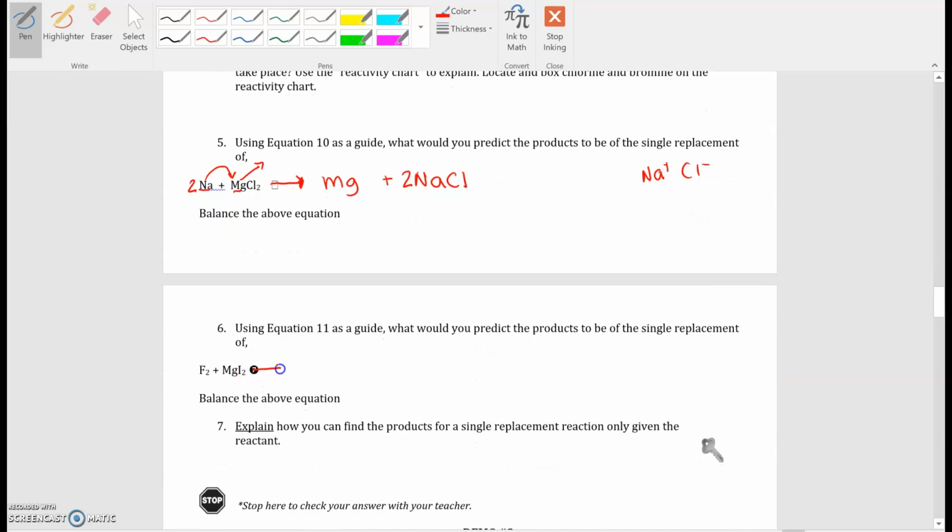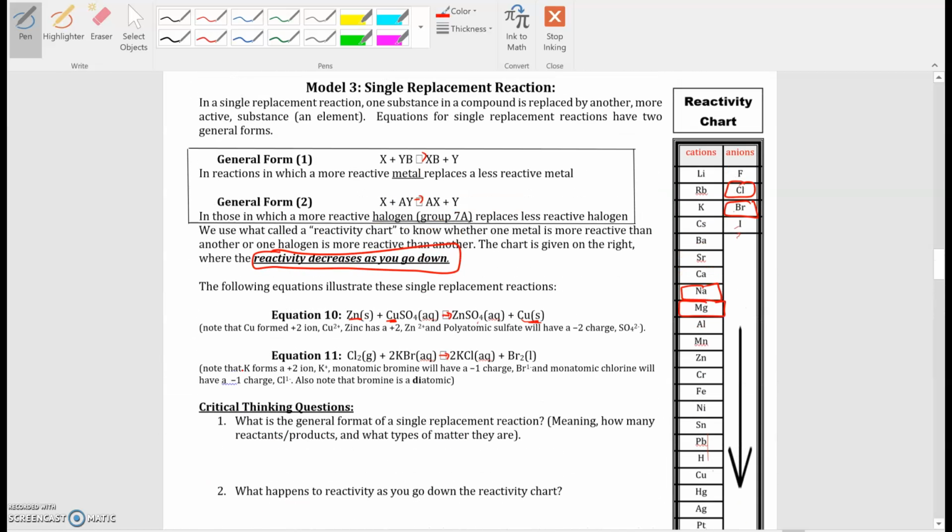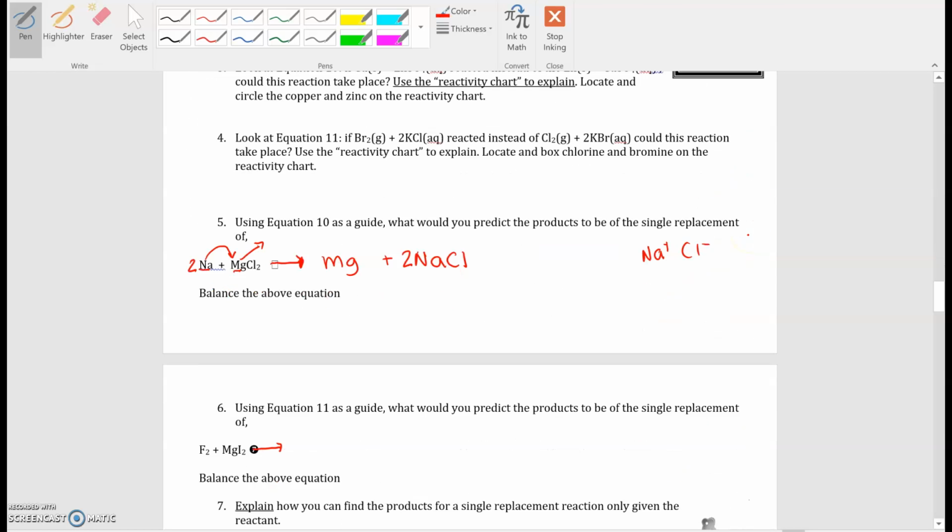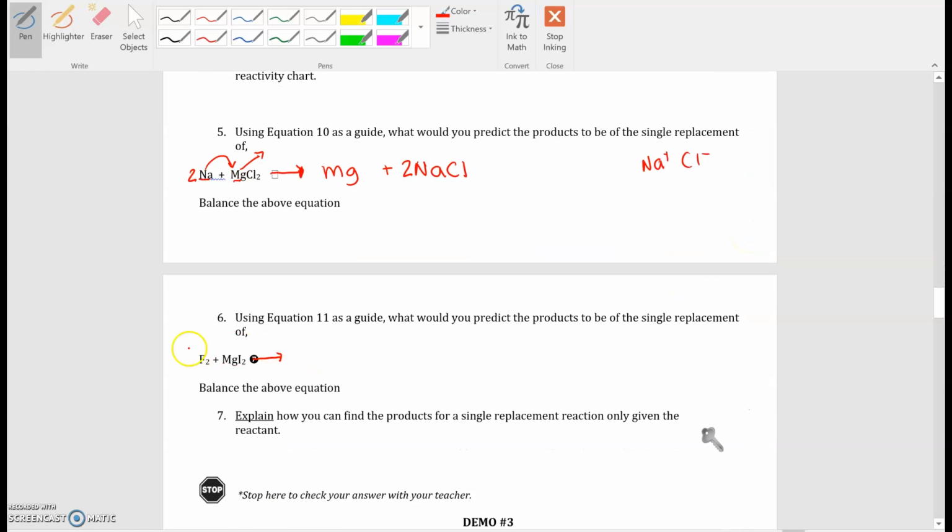Then for 6, F would be an anion, so that would replace iodine. And I look, fluorine is more reactive than iodine, so this will take place. Okay, so fluorine's going to kick iodine out. So iodine's going to be by itself. Iodine is part of our diatomic, remember Brinkelhoff? So I is going to have a subscript of 2. Magnesium is +2, and fluorine is -1. So I get MgF2. And that ends up being balanced.